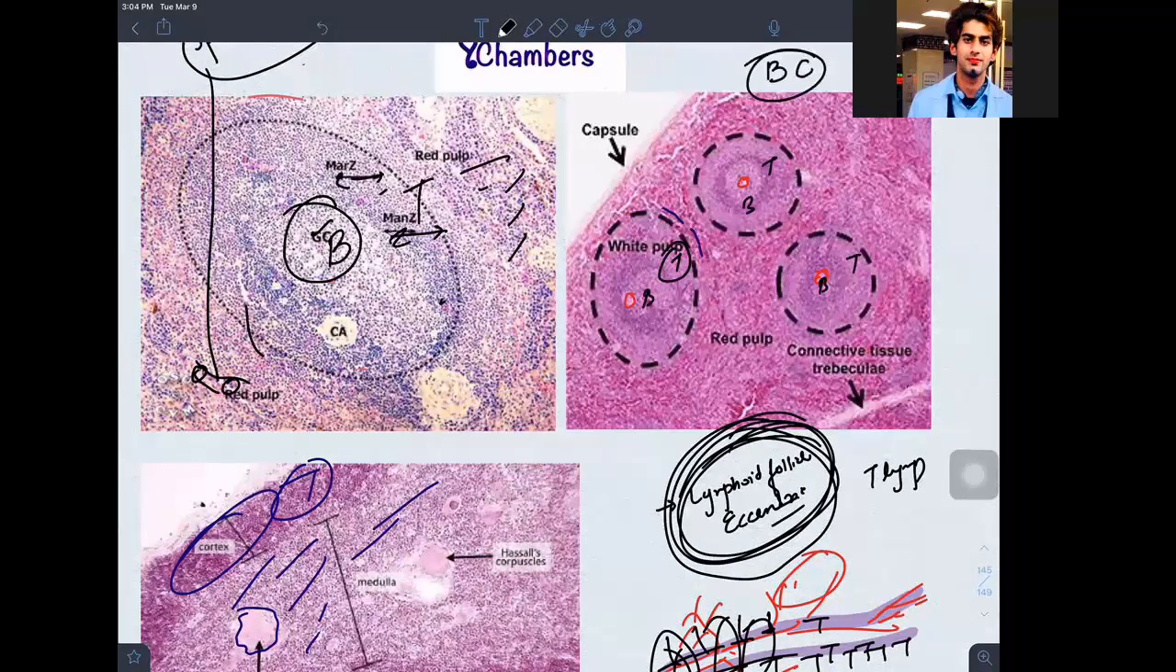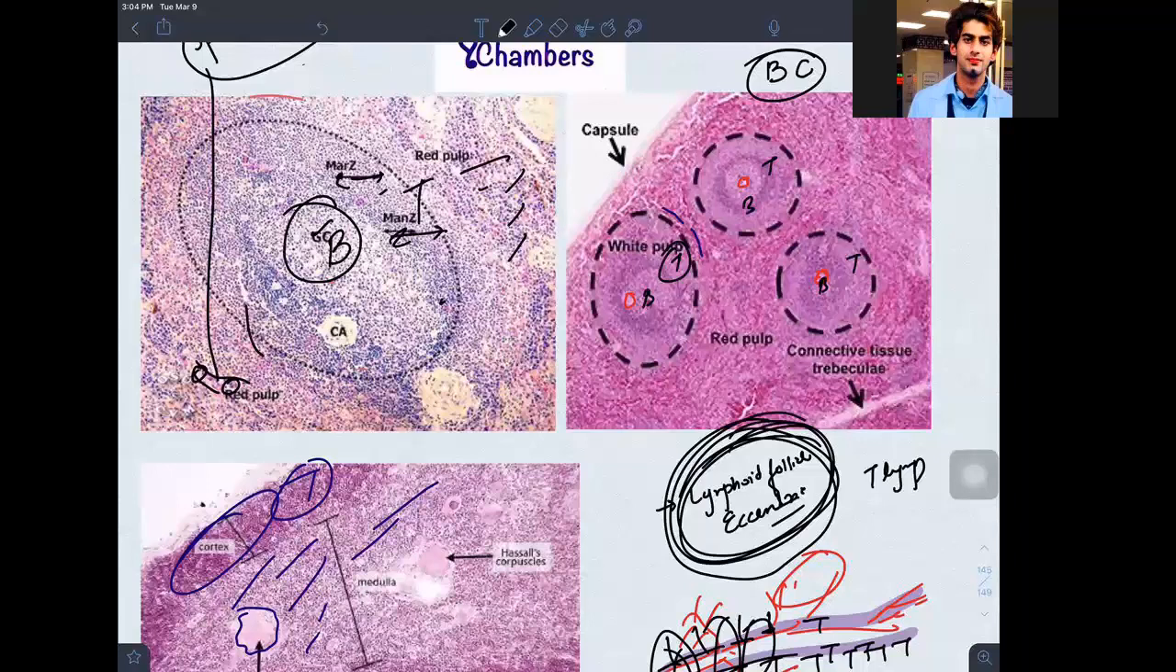Are we able to understand? Where are Hassall's corpuscles seen? Just a one word answer, that's it. Where are Hassall's corpuscles seen? No, they are seen in the thymus. Which part of the thymus? Now you have to say which part of the thymus. Hassall's corpuscles.